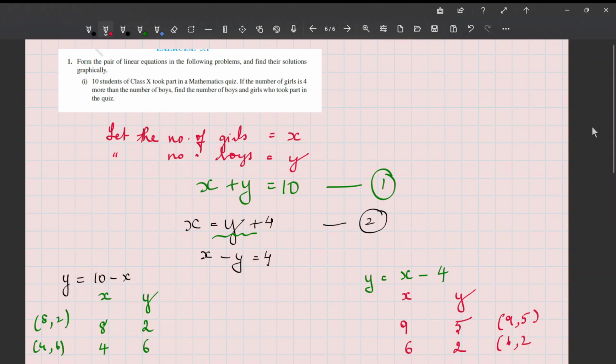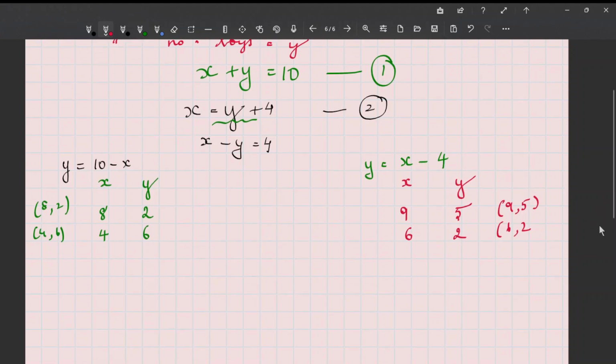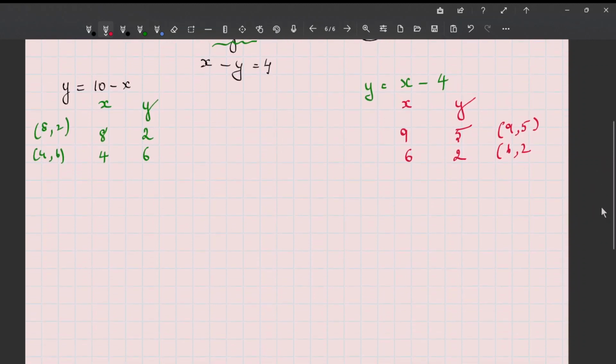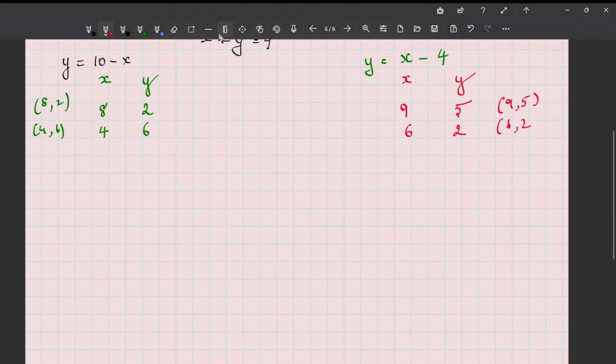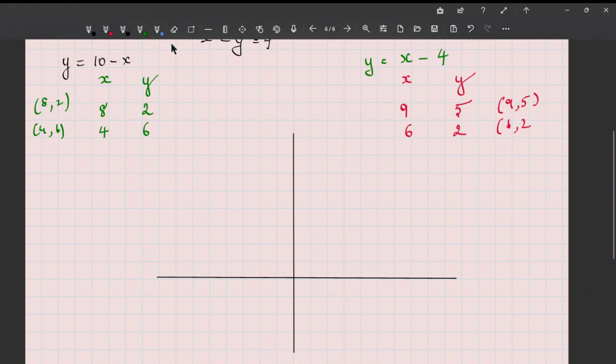Now for the plotting of the graph, let us take two axes, the x-axis representing girls and the y-axis representing boys. So this is one. The x-axis represents girls, and the y-axis represents boys. The axes extend, they are not finite, they are infinite.